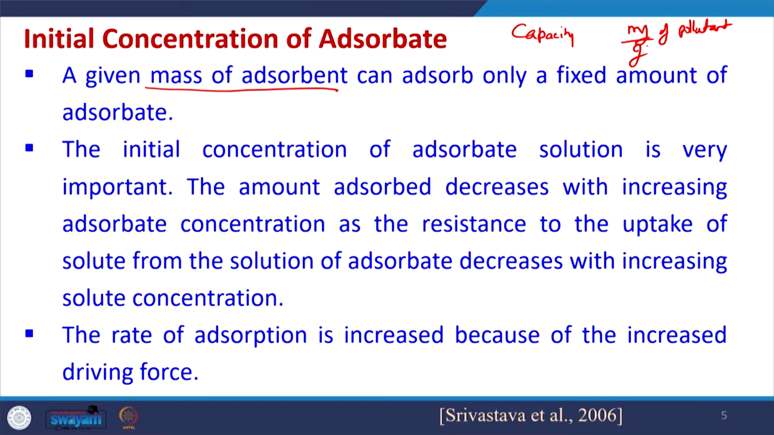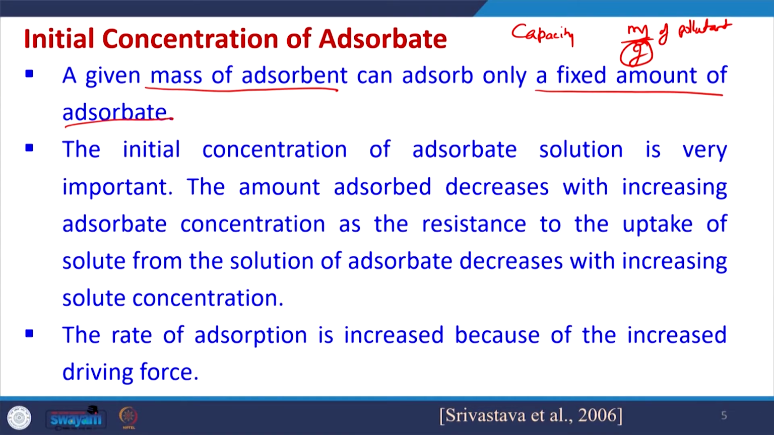Now, if we have a fixed amount of adsorbent, that means it can take a fixed amount of adsorbate only. If the concentration is very high, the adsorbent will get exhausted very quickly. So, the initial concentration of adsorbate in the solution is very important. The amount adsorbed generally decreases with increase in adsorbate concentration, as the resistance to the uptake of solute from the solution decreases with increasing solute concentration.